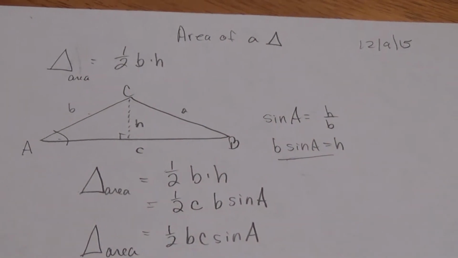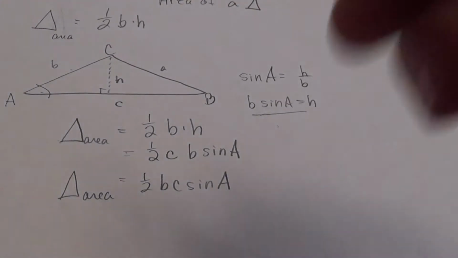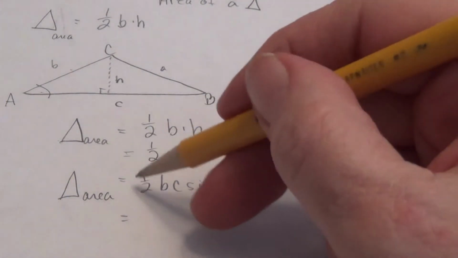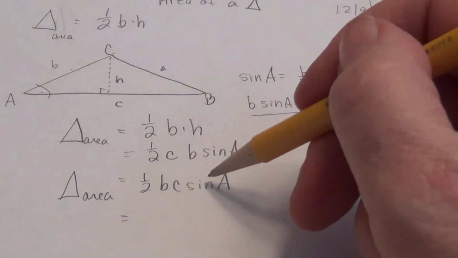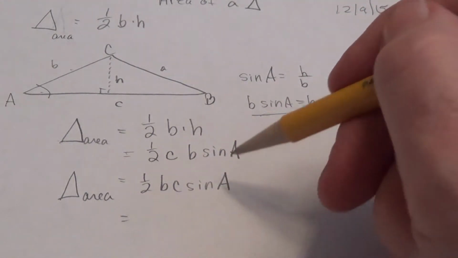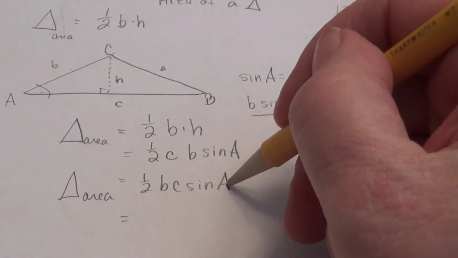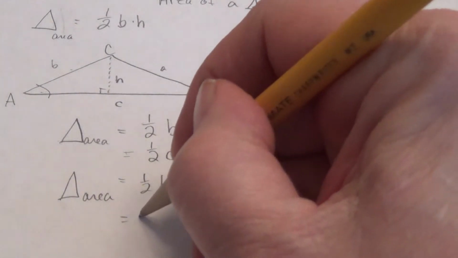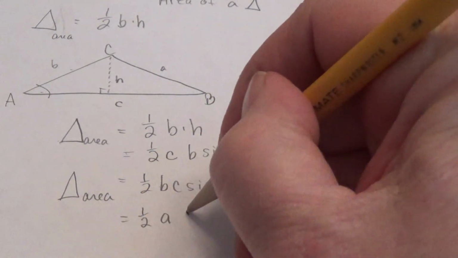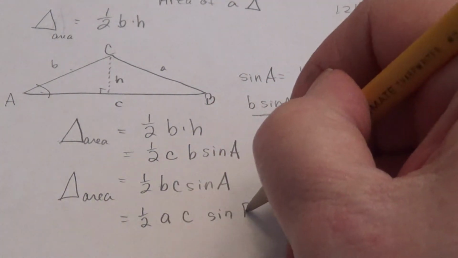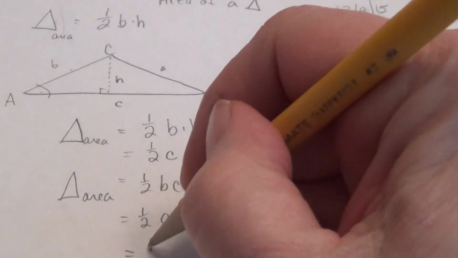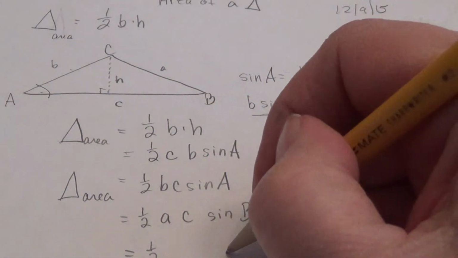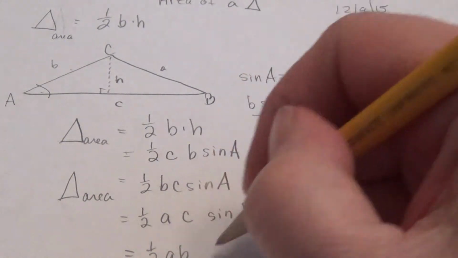1/2 BC sine A. I'll give you the other two forms, and those are copycats of this. It's just that we're going to use different angles. So if this is angle B, this will be A and C. So I'll write 1/2 AC sine B. And there's one left, and that's going to be 1/2, and now I'm going to use sine C, so it's going to be AB sine C.